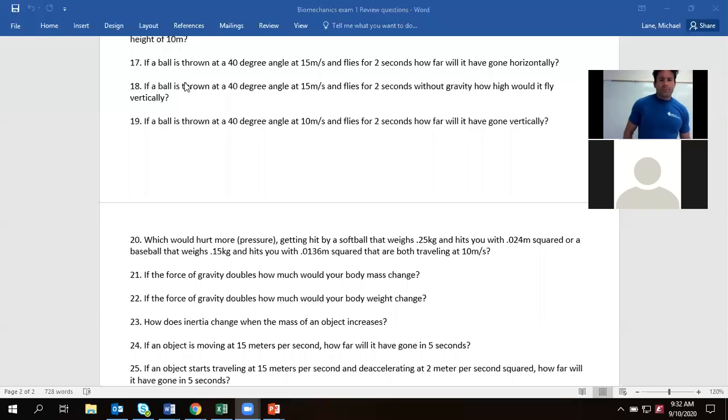Okay, so the first thing we want to do is think about drawing this out. So we're going to have a 40-degree angle. We're going to have our initial velocity of 15 meters per second. And it's going to be in the air for t equals 2 seconds.